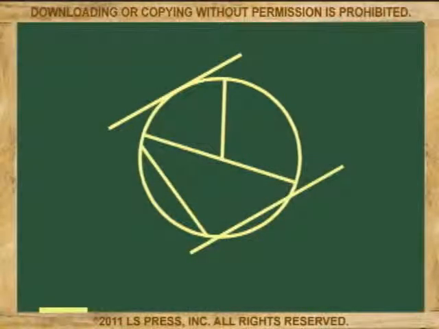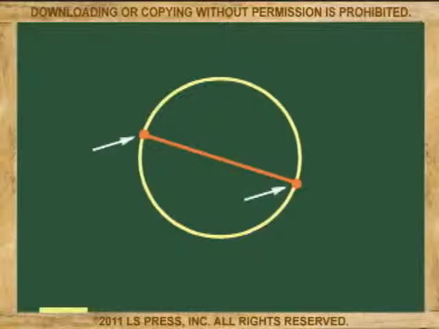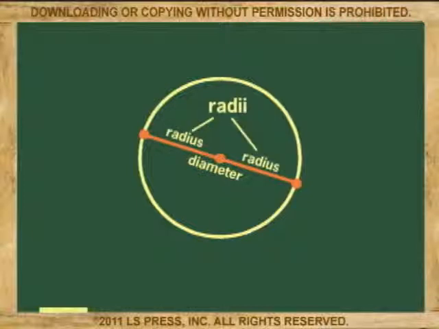Now, these are the parts of a circle. A segment that goes from the center to any point on the circle is named the radius. A segment that goes from any point on the circle to another point on the circle and passes through the center is called the diameter. Notice that a diameter always represents 2 radii. Radii is the plural of radius.